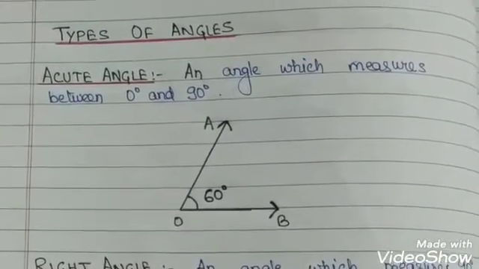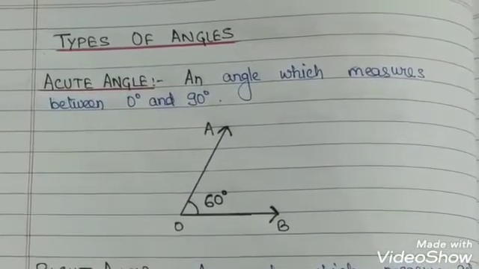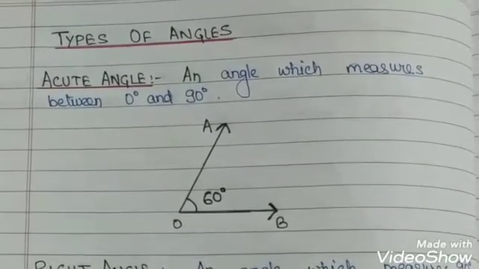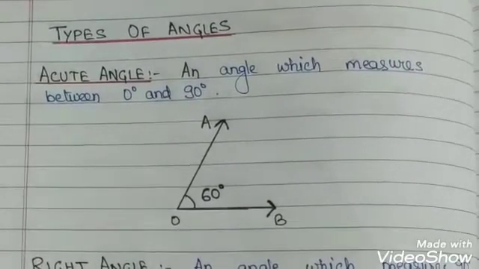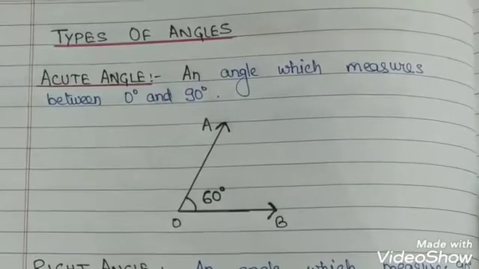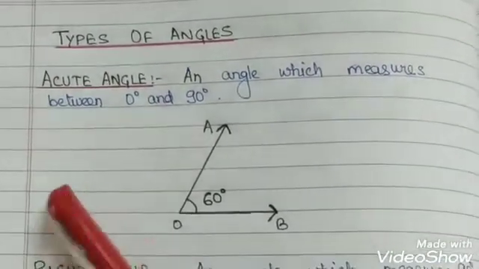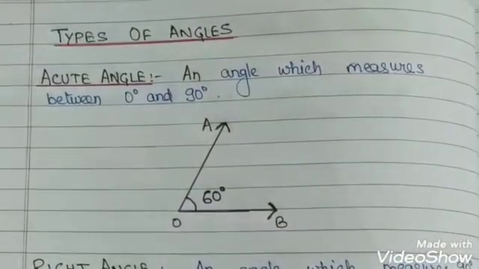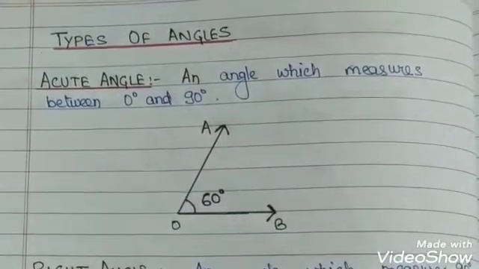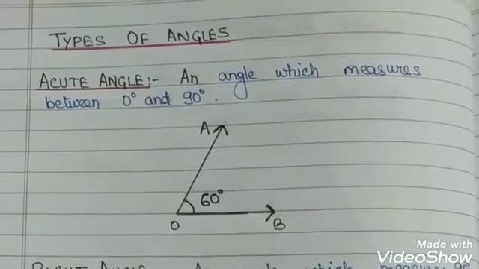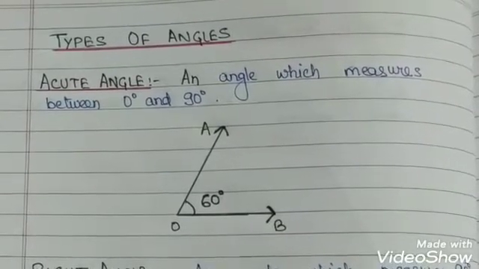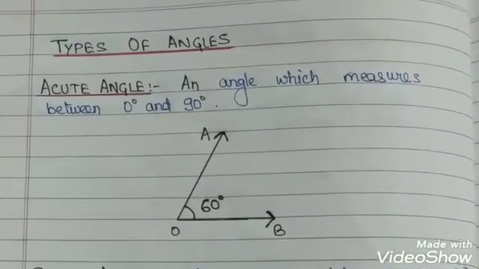In the previous video, we studied about angles and how to name the angles. Today we will study types of angles and some more topics. So let's start. The different types of angles are acute angle, right angle, obtuse angle, straight angle, reflex angle and complete angle. These are the main 6 types of angles.